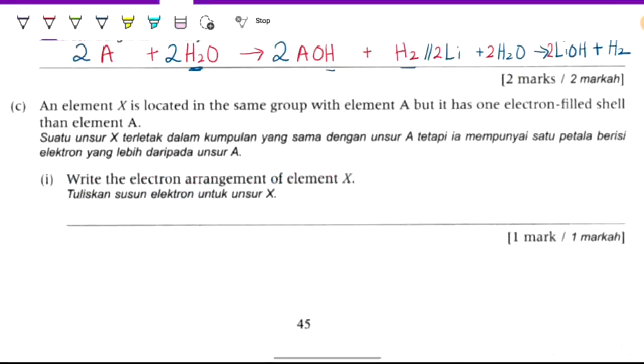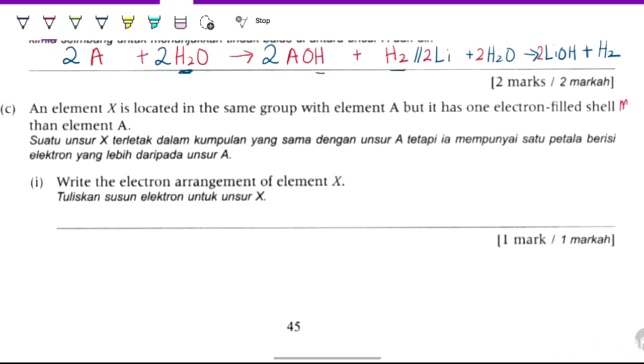Question C. An element X is located in the same group as element A, but it has one more electron shell, meaning it has one extra electron shell than element A. Write the electron arrangement of element X. The electron arrangement of A is 2, 1. So if element X has one more electron shell, X will be 2, 8, 1, because they have the same valence electrons.